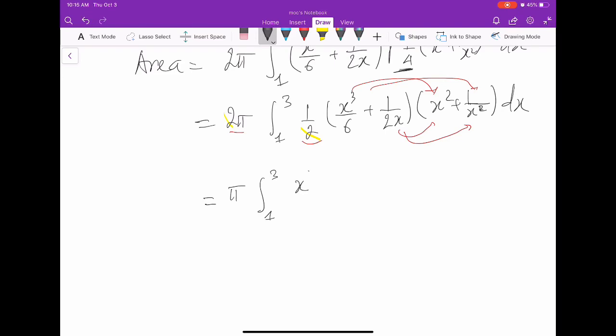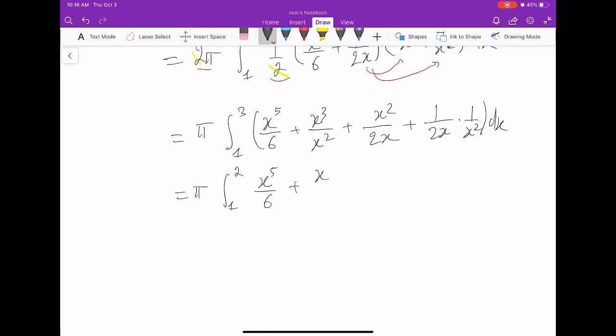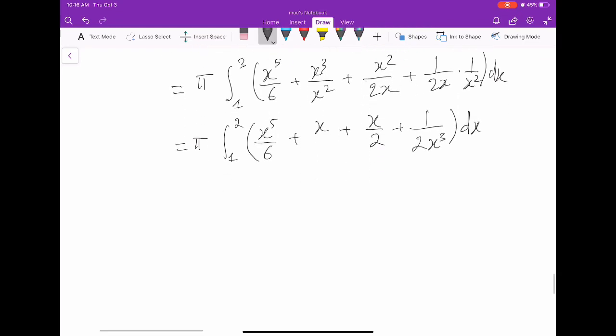So I have x to the 5th over 6, and then plus x cubed over x squared, plus x squared over 2x, plus 1 over 2x times 1 over x squared dx. So I have pi integral from 1 to 3 of x to the 5th over 6 plus x, right? Because x cubed over x squared is just x, and then here I have just x over 2, and here I have plus 2x cubed dx. All these terms are power functions, so I can just write pi.